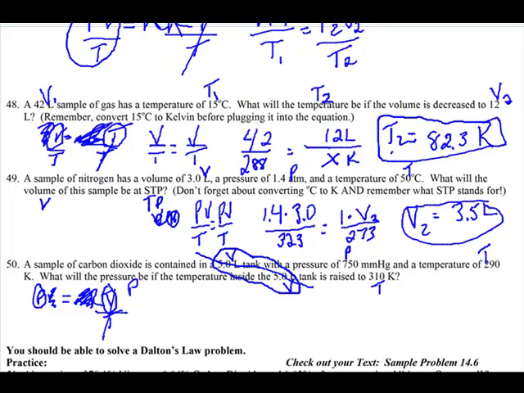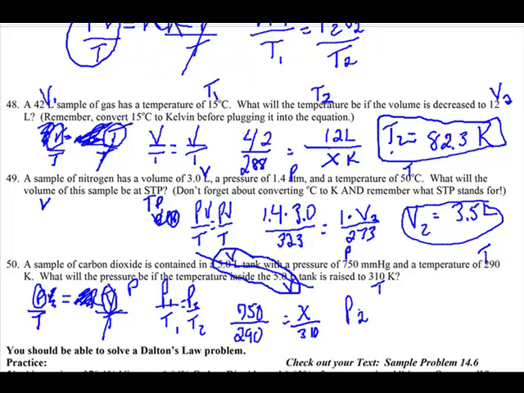Divide through by T to get this on the left, and then we end up with P over T. So it's P1 over T1 equals P2 over T2. So here we go, plug them in. We got 750 on top, millimeters mercury. Temperature is already in Kelvin, that's nice. We don't have to do any conversions. Over here, new pressure is going to be X. New temperature is 310. Solve for X.